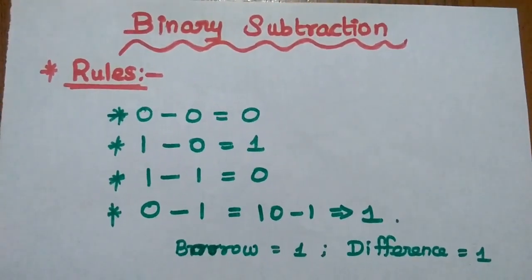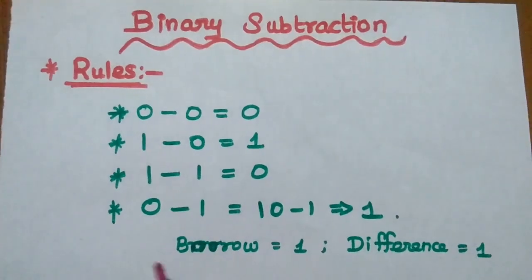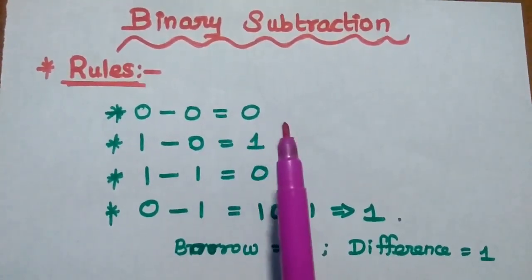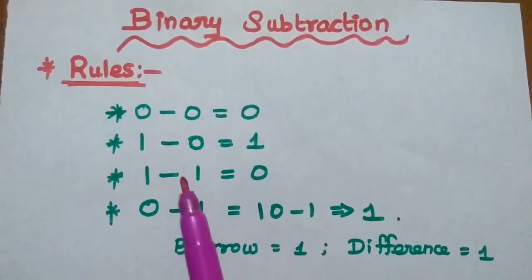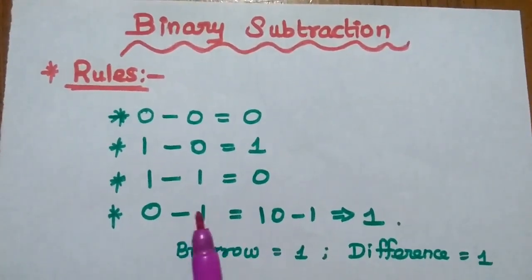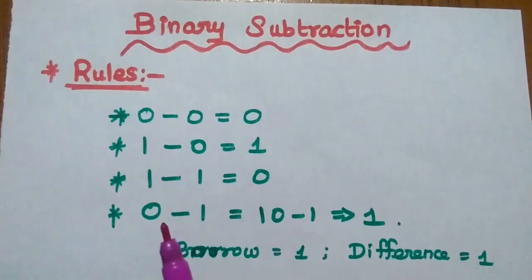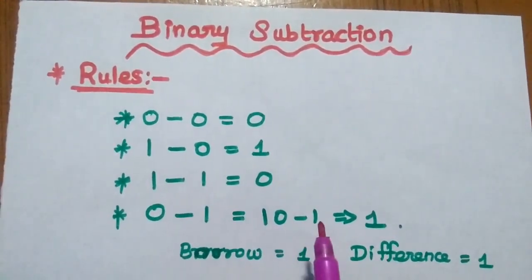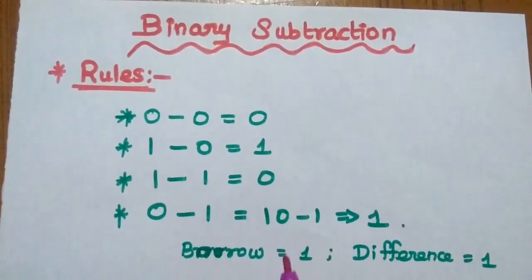Binary subtraction can be performed by using the following 4 rules. 0 minus 0 is equal to 0. 1 minus 0 is equal to 1. 1 minus 1 is equal to 0. 0 minus 1: here we have to assume there is a borrow value 1. So 0 minus 1 we can write as 10 minus 1. Here the difference is 1 and borrow is 1.